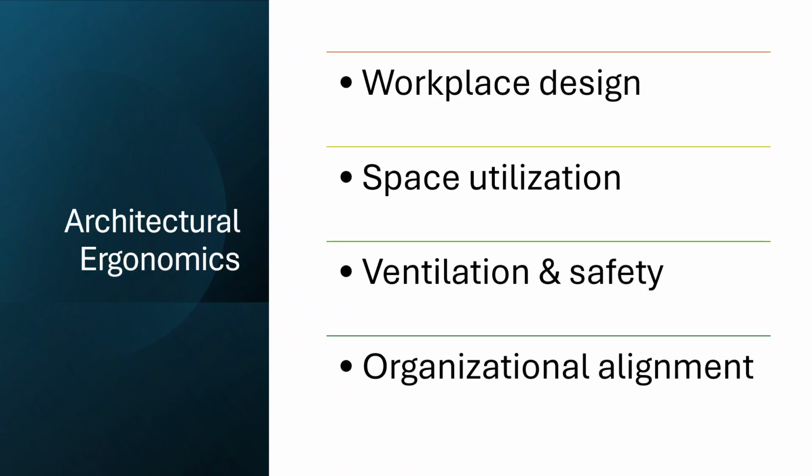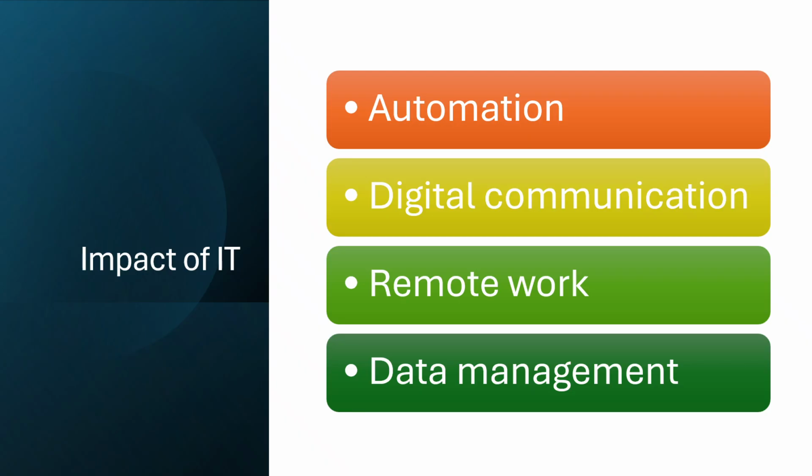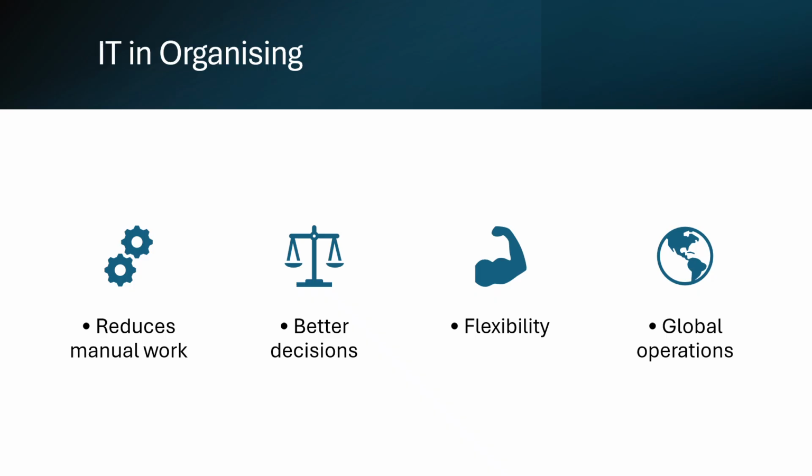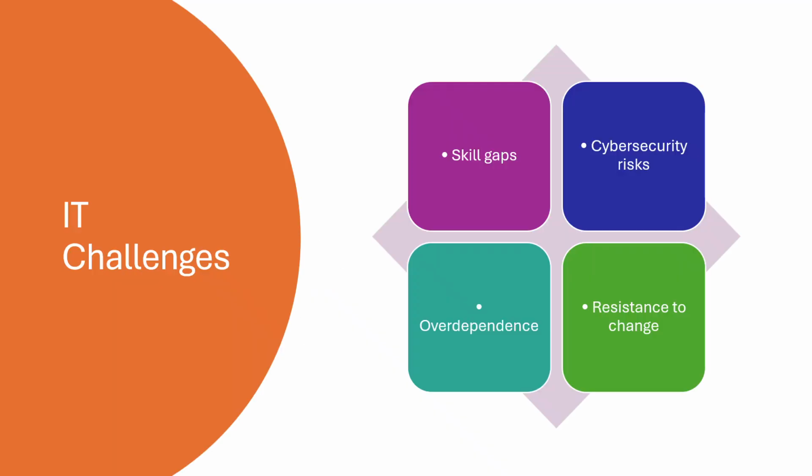Ergonomics is another important concept in organizing. It studies the relationship between workers and their work environment, focusing on comfort, safety, and efficiency. Proper ergonomic design reduces physical strain, improves productivity, and enhances employee satisfaction. Workspace ergonomics involves factors such as proper seating, adequate lighting, noise control, and efficient layout, while architectural ergonomics focuses on the overall design of the workplace, including space utilization, ventilation, and safety measures, ensuring alignment with organizational needs.